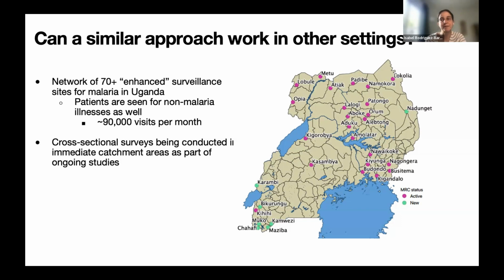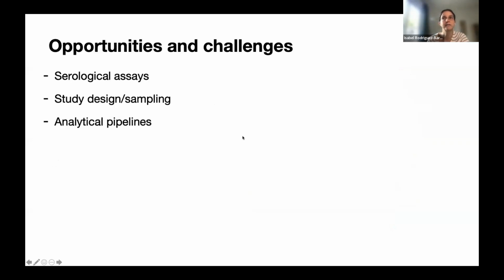But the nice thing is that as part of some of these surveillance studies, we're also conducting cross-sectional surveys in the immediate target areas of all of these health facilities. So this is a perfect setting to compare the type of estimates that you can get from health facility surveillance to the cross-sectional surveys. And we're working on that because we still do think that this type of sampling could provide much better data than cross-sectional surveys, better in the sense of more spatially and temporally resolved than what we can do with cross-sectional surveillance.